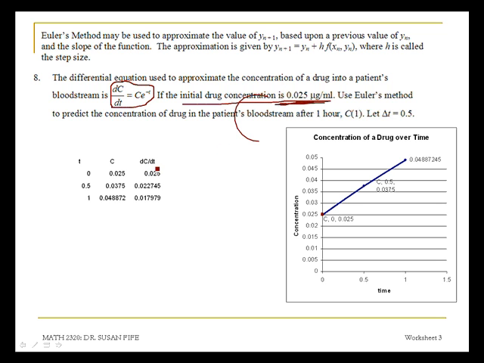And so the concentration of the drug at any time is given by this formula. The concentration of the drug is the value of C times e to the negative t. So when t is 0 and C is 0.025, you get 0.025 times e to the negative t power. T is 0 at this point. E to the 0 power is 1, and so this just gives you 0.025.